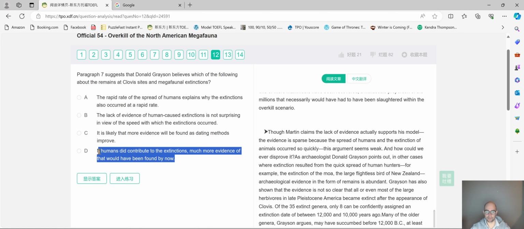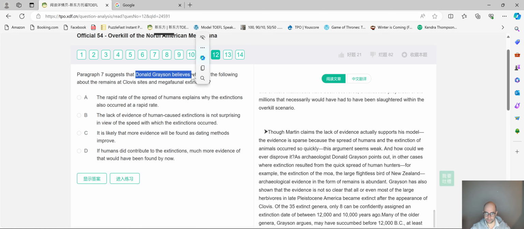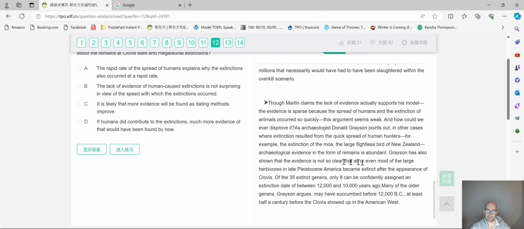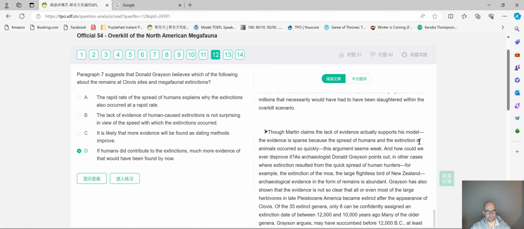So does this support or reinforce what Donald Grayson believes? Yeah, it does. Because he used the example of the moa to prove his point. He said when they explored the sites that contained moa fossils, moa remains, they realized there was an abundant amount of moa. So lots of them, lots of their skeletons and fossil remains in those sites. So based on that, that supports option D.